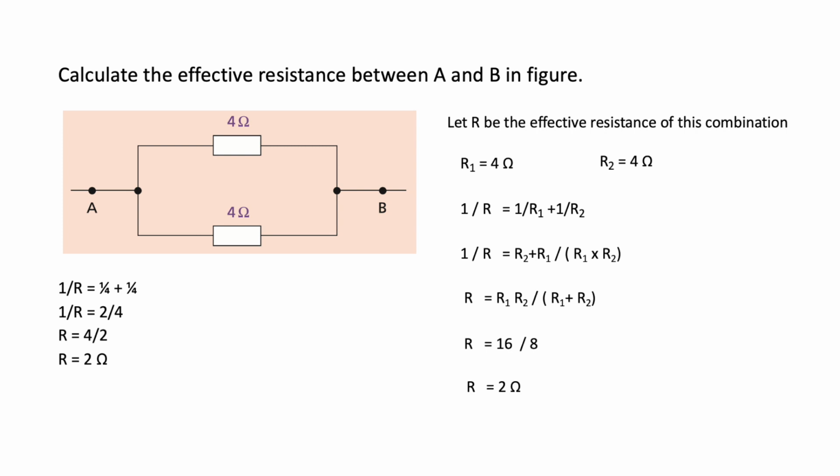We can find out this value in another way, just by using the equation 1 by R is equal to 1 by R1 plus 1 by R2. That is, 1 by R equals 2 divided by 4. Therefore, R is equal to the reciprocal, 4 divided by 2. We will get effective resistance R is equal to 2 ohm. So it's a parallel connection, so the value of the effective resistance is lower than the individual resistors.